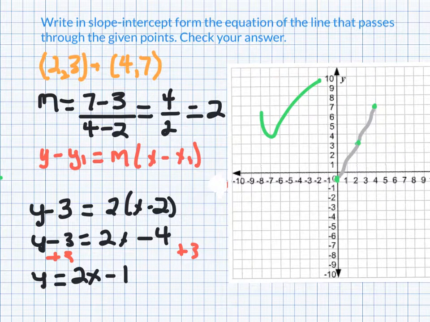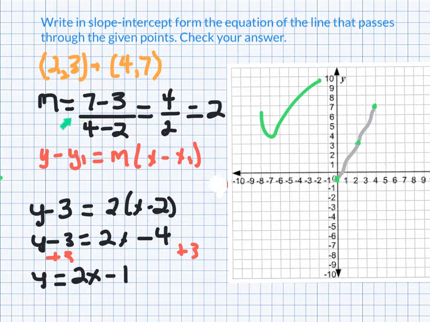I always use the negatives, if only one of them has a negative number, as the x1 and y1, but it should all work out for any 2 random points on a line. You can put either one as x1 and y1 and x2 and y2. So our coordinates again were (2, 3) and (4, 7).